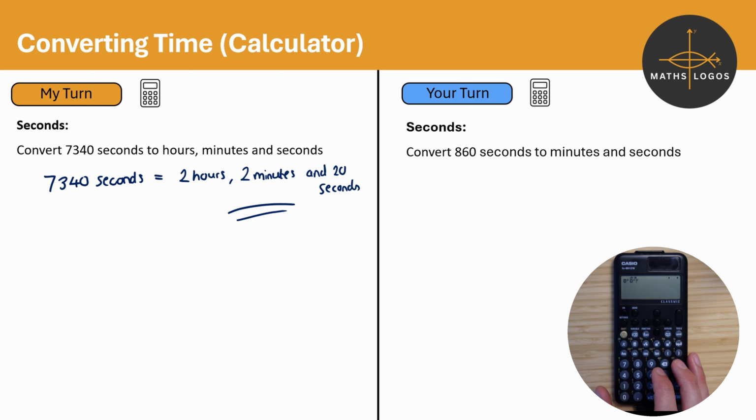So convert 860 seconds to minutes and seconds. I'm just going to type this into my calculator, hit the execute button, and it tells me my answer is 14 minutes and 20 seconds.